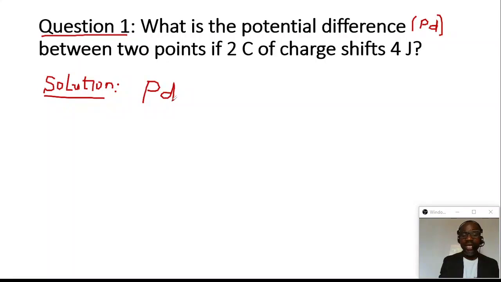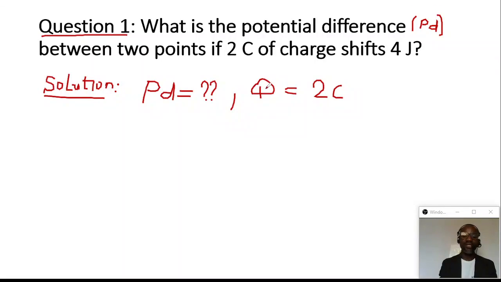The first statement says, what is the potential difference PD between the 2 points? It means that PD is unknown. We don't know the value of PD in this question, right? So we're going to find PD. All right, so that's the first one. The second one is, we know that we have a charge. Charge is Q, given as 2C, that is 2 coulombs. Good.